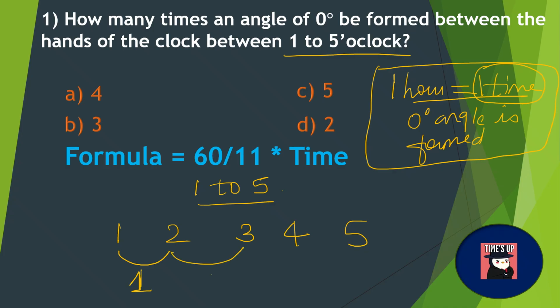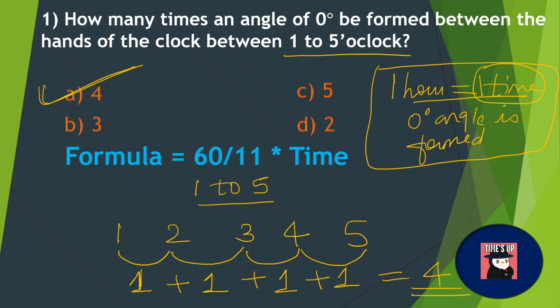Then 2 to 3, again 1. 3 to 4, again 1. 4 to 5, again 1. Add this. 1 plus 1 plus 1 plus 1. So it will be 4 times. 4 times a 0 degree angle is formed between 1 to 5 o'clock. Answer is 4. A.